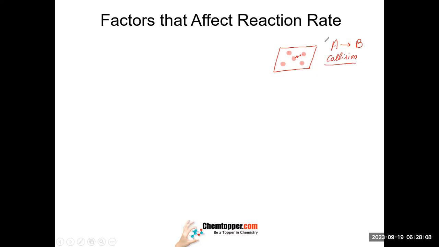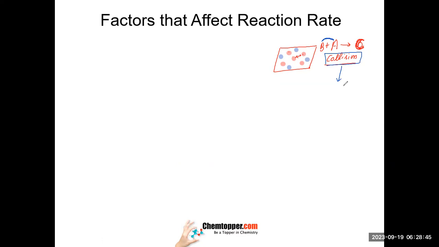Without collision, let's take it like this. A plus B giving you C. Let's take it like this. It will be easier to understand now. So I'm making B here. These are B's. So how will the reaction take place? When A and B collide with each other. So collision is very important. So you're going to learn one topic here, collision theory. Very interesting, very simple. So right now I'm just giving you a brief idea. Without collision, there is no reaction. So collision is a must for the reaction to take place.